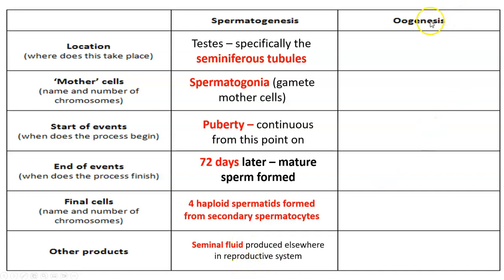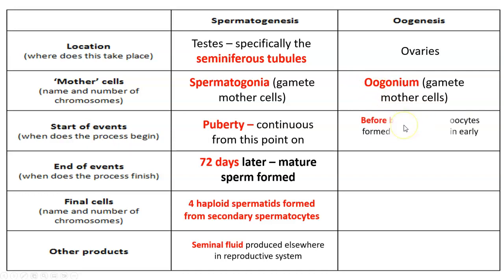Okay, so now looking at oogenesis, this takes place in the ovaries, of course, and the mother cells are known as oogonium. Now, very different to spermatogenesis, this series of events occurs before birth, where we give rise to primary oocytes. These primary oocytes are arrested in their development that stops at prophase 1 of meiosis 1.